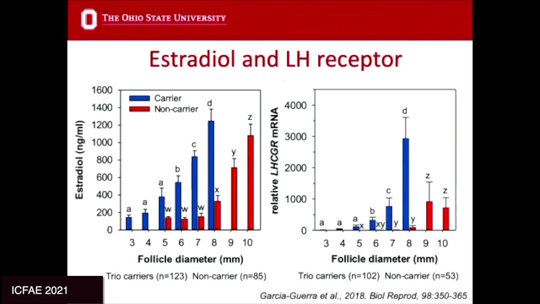As you can see on the left panel, estradiol concentration is probably the most consistent marker of dominance that has been found in multiple studies. And we know that estradiol concentrations increase as follicle size increases. But as you can probably appreciate here, the first significant increase occurred at a smaller size in trio carriers, between 5 and 6 millimeters, while in the non-carriers that happened between 7 and 8. And then a very similar picture was found in the expression of LH receptor in granulosa cells. Again, we see an effect of follicle size in both genotypes, but in the trio carriers, that first significant increase occurred at a much smaller size.